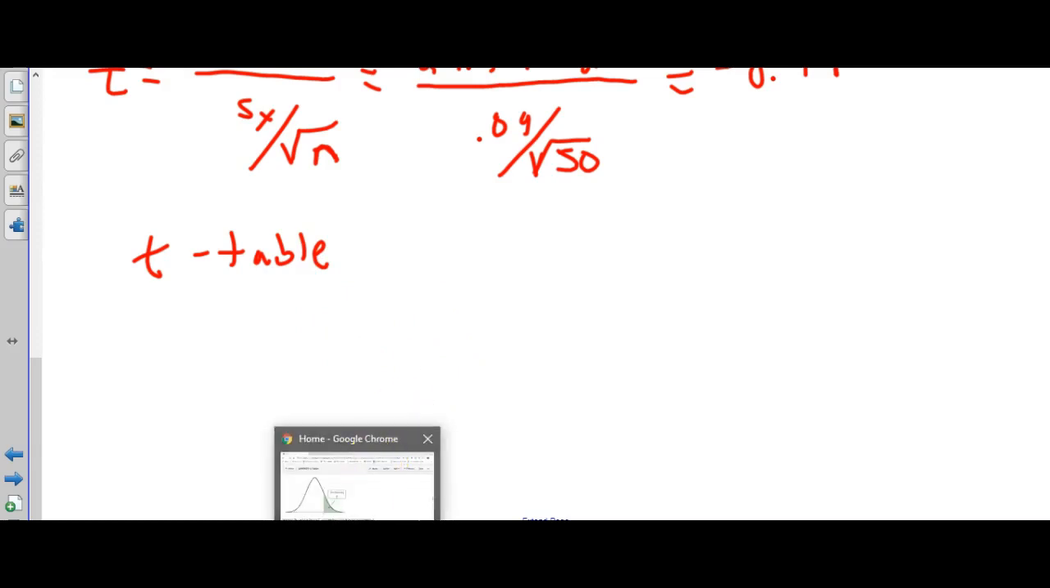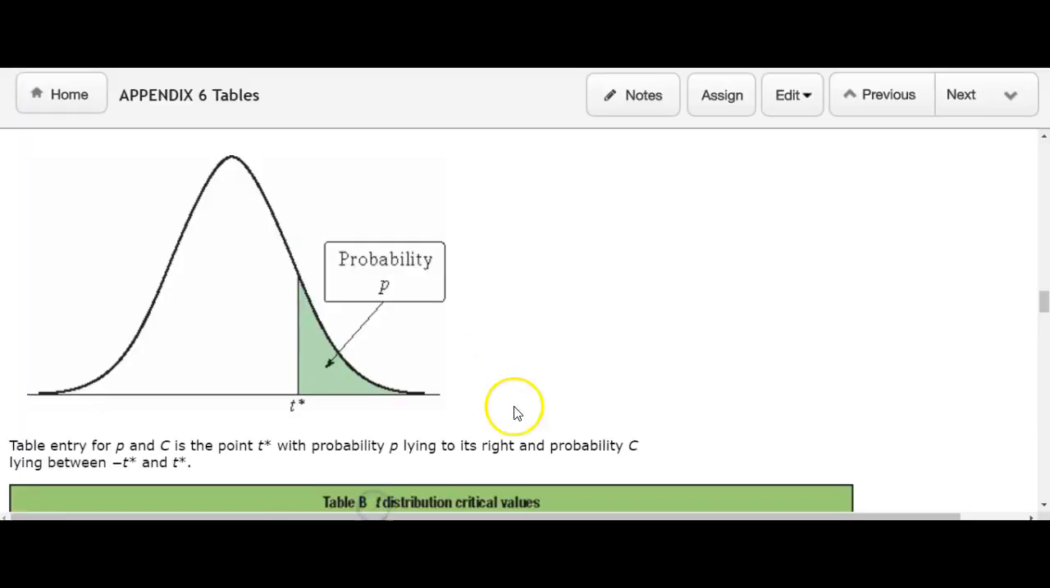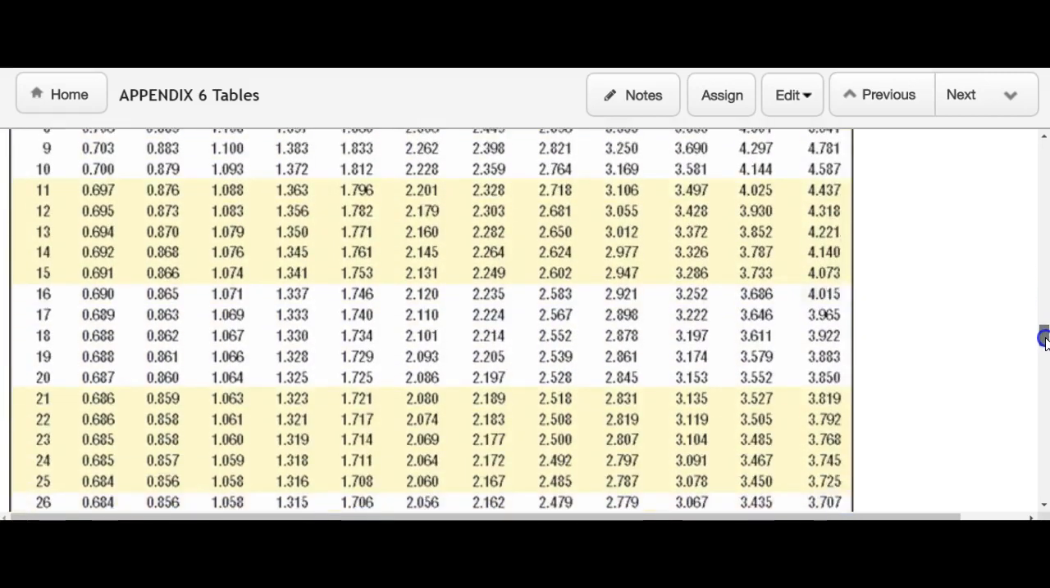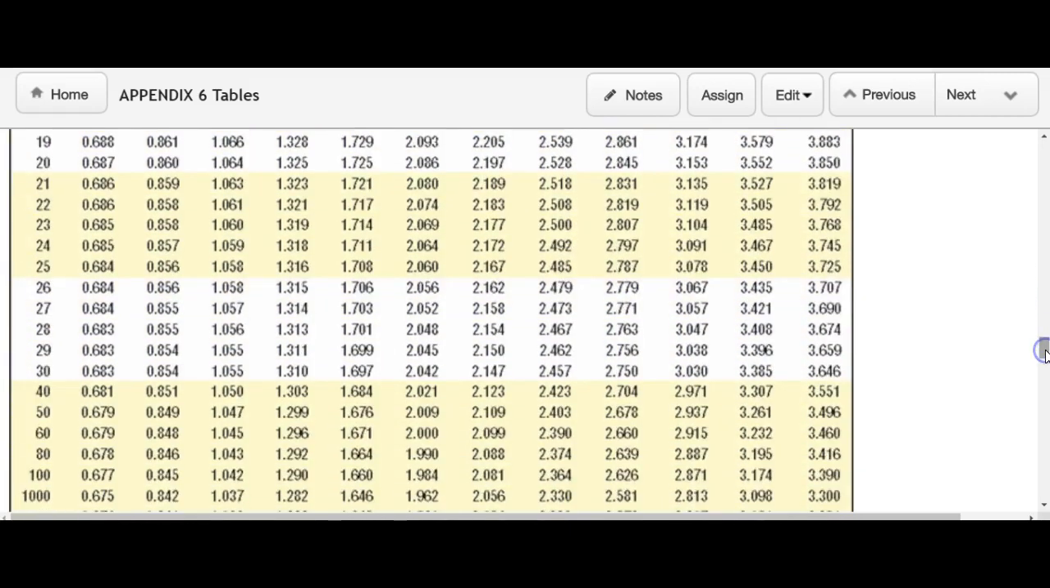So our degrees of freedom is sample size minus 1. So let's go down here and take a look at the row for, well, our sample size was 30. So we're going to take a look at the row for 29 degrees of freedom. And when we look in this row, we can't find the exact test statistic value, but it's somewhere between these two numbers here, between 0.683 and 0.854.